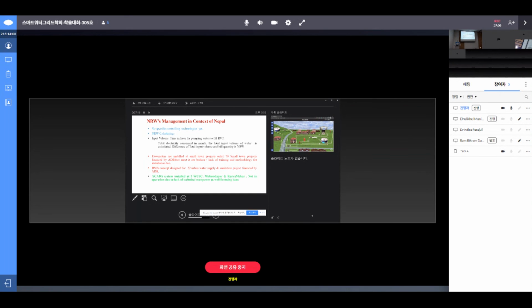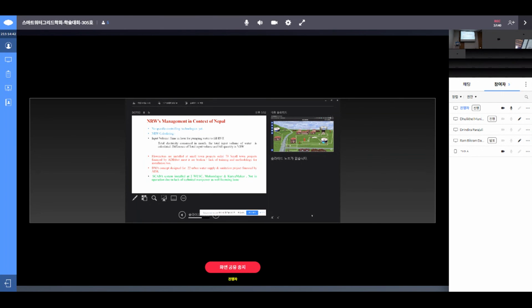Now, government projects are also trying to use flow meters for their new projects, like co-financing projects and climate resilience projects. The DMA concept has been designed for upcoming projects financed by agencies like ADB. So to date, SCADA systems are installed at two water supply projects financed by ADB, but these are also not in operation due to lack of technical capacity as well as licensing issues.